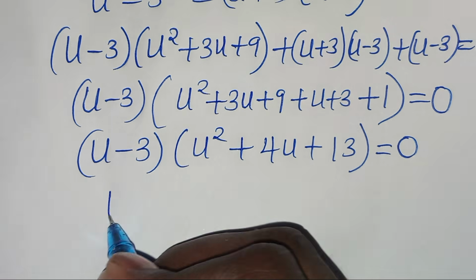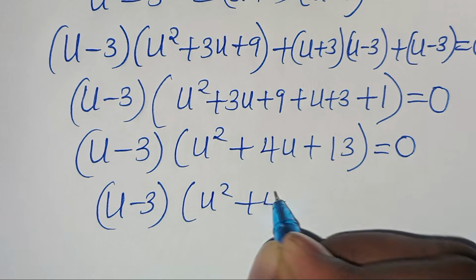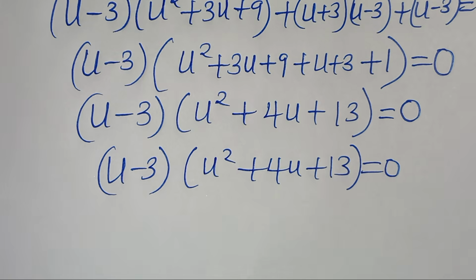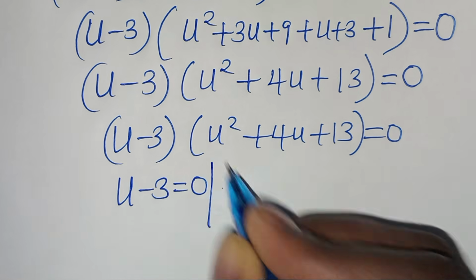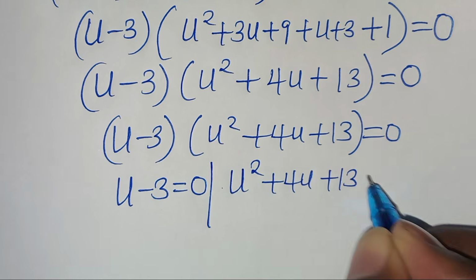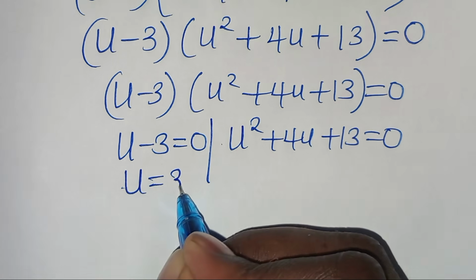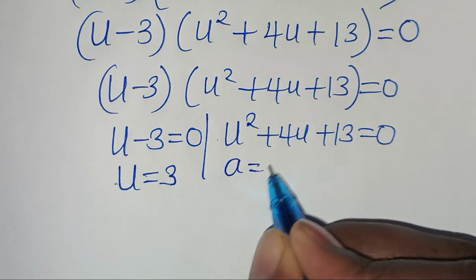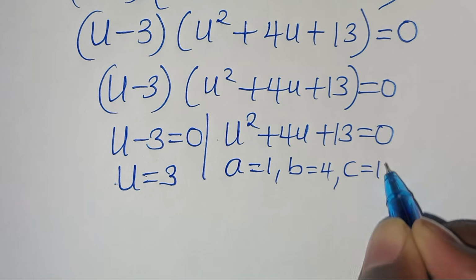So now we have u subtract 3 times u squared plus 4u plus 13. This is equal to 0. So we have u subtract 3 equal to 0. Then we have u to the power of 2 plus 4u plus 13 equal to 0. So here we have u is equal to 3. This is a quadratic equation where we have a is equal to 1, b is equal to 4, and c is equal to 13.